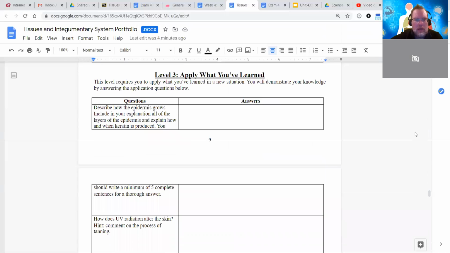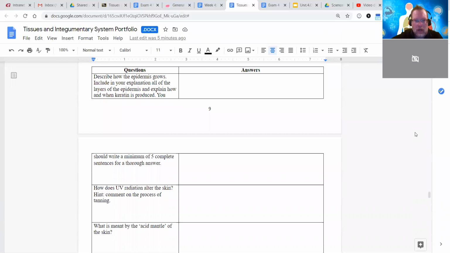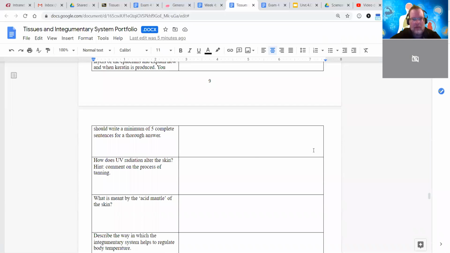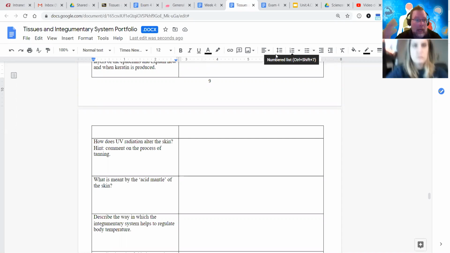And then again, the other thing I wanted to mention, in a few spots it'll say a minimum of 5 sentences. In fact, you don't have to do that. Some students write 1 or 2 sentences and they hit all the points. Some students don't write sentences at all. They'll put bullets. You can come in here and hit the bullet spot or the number spot, and you can just type in that way.